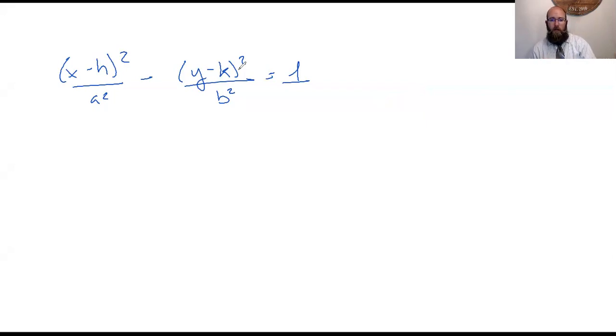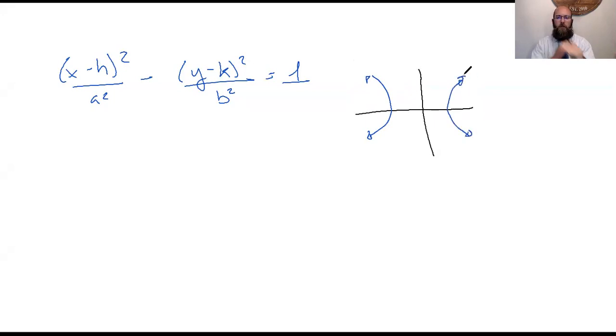So in this case, let me put on a little crosshair here. And this one is going to open left and right. Something kind of like that. Close to two parabolas that face away from each other. And our vertices are going to be this point here and this point. Those are our vertices. Our center is in the middle. For us, most of the time, it is actually at the origin, so there's not a whole lot of messing around we have to do there.